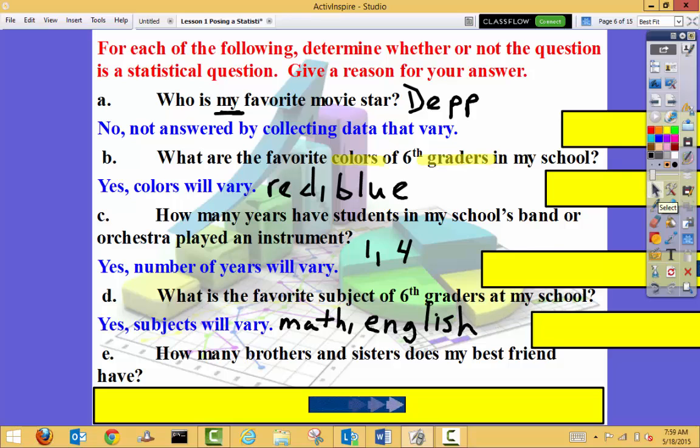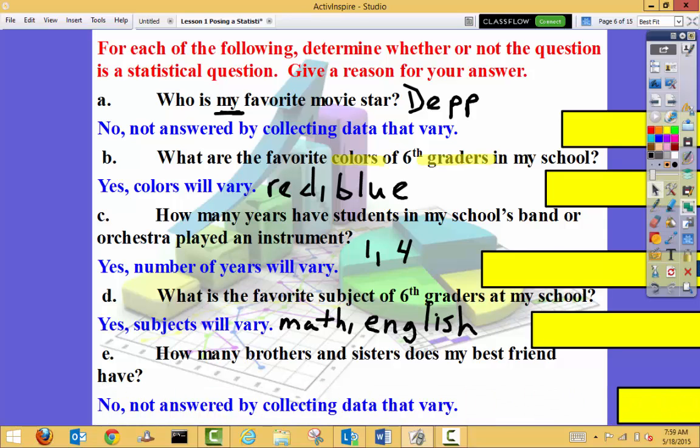Okay, how many brothers and sisters does my best friend have? Well, this one doesn't have any variability because we're asking for just one person, and that one person is only going to have one answer. So my best friend has one brother and one sister. There's no change. If you ask me that tomorrow, he'll still have one brother and one sister.